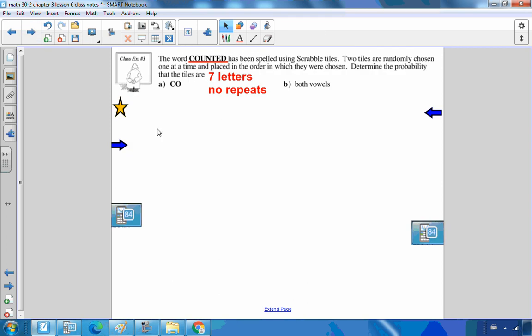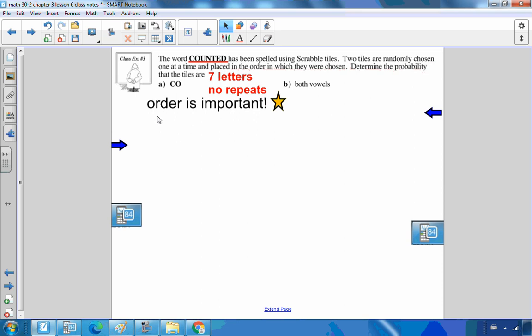Okay, in this one we're having tiles. So we have the word COUNTED, 7 letters, no repeats, spelled out on Scrabble tiles. 2 tiles are chosen randomly, 1 at a time, and placed in the order they were chosen. So since they're placed in the order they are chosen, order is important, making this a permutation.